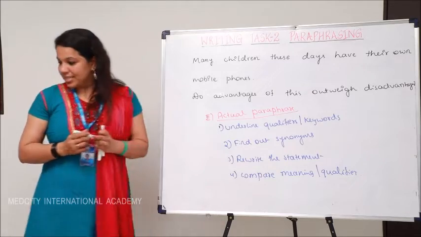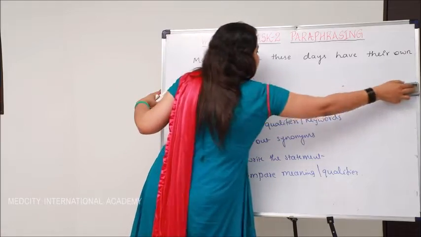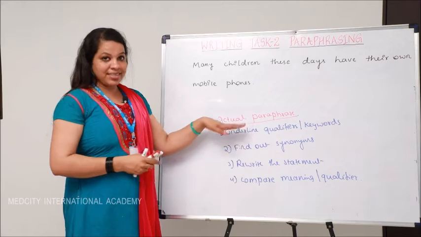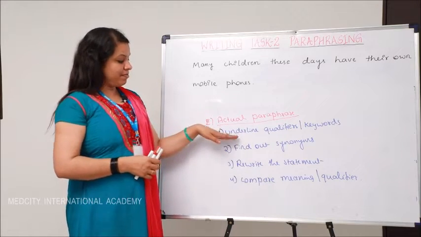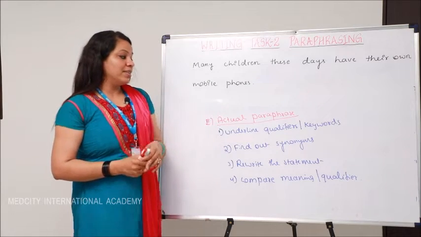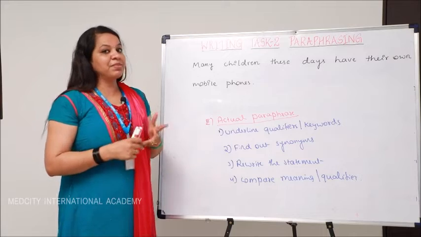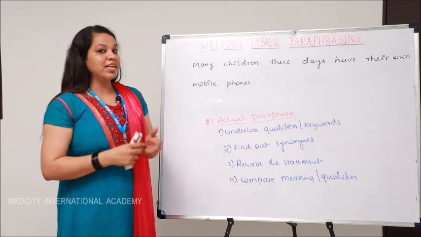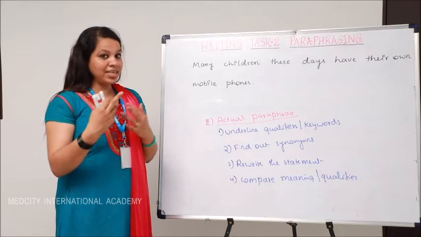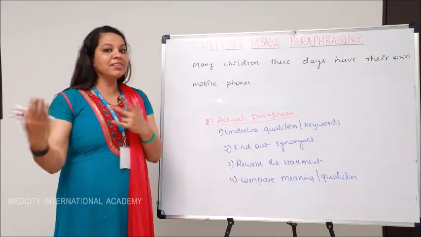So let us erase the questions so that we have enough space to write our paraphrased statement. Okay, so let's go for the second step of your paraphrasing, that is your actual paraphrasing. In that one, first sub-step is underline qualifiers and keywords. So what is qualifier? So in English grammar, there will be 2 different types of words that will qualify something. If you know adjectives and adverbs, adjectives are the words which qualify noun, and adverbs are the words which qualify either verb or another adverb.